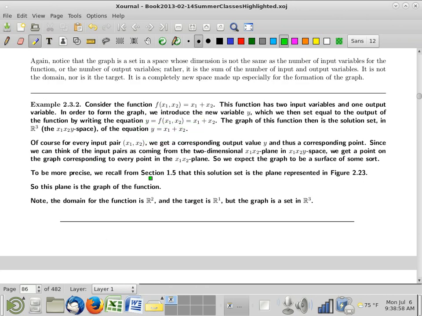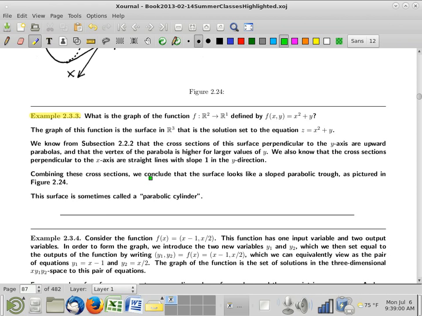Okay. All right. Another example. Here's a function, R2 to R1. So real valued, because the output of this function is just a real number. And here's the formula for how to compute that output value. Question, how do we draw the graph of that function?